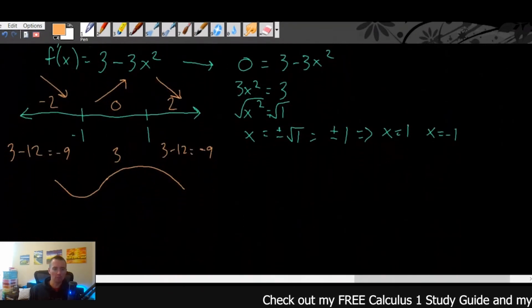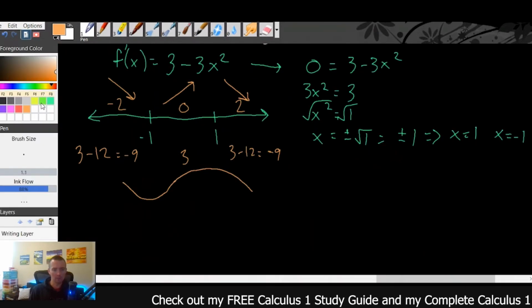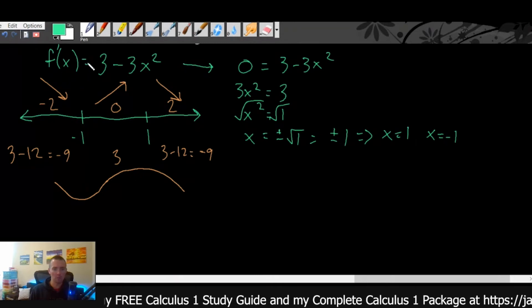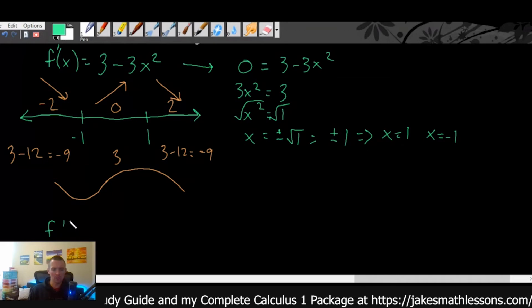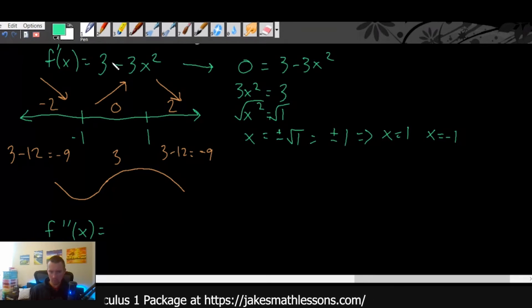So to find our inflection points, we're going to take our second derivative and set that equal to 0. So if our first derivative is here, f prime equals 3 minus 3x squared, our second derivative is going to be f double prime of x, which is the derivative of our derivative. So the derivative of 3 is 0. And then the derivative of negative 3x squared, again, is just going to be power rule. So we can bring our 2 down in front.